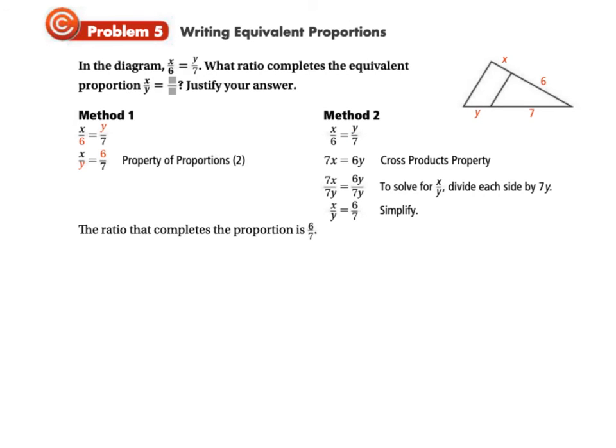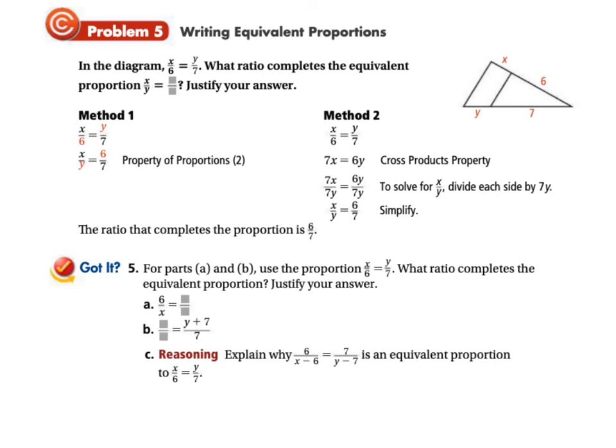You could use the cross products property: 7 times x, 7x, equals 6 times y, 6y. And then if you divide both sides by 7y, you're canceling that out here, the 7 cancels here, and the y cancels out here, and it'll simplify to 6 over 7 equals x over y. You could do that in multiple steps. Essentially, though, what is x over y equal then? It equals 6 over 7. I prefer this method because of how quickly it gets to the answer. You're going to try all of these Got It problems and come back and check your answer.